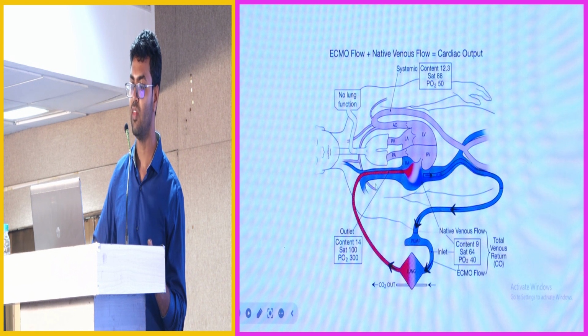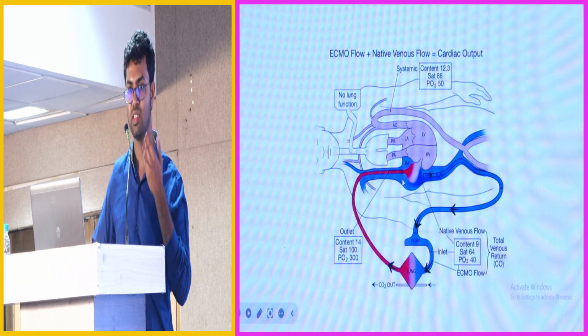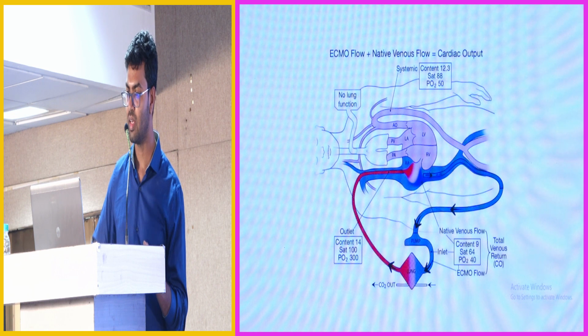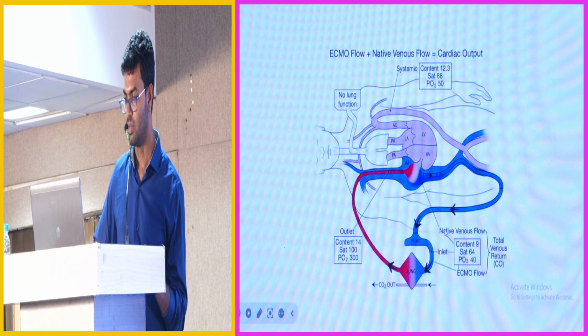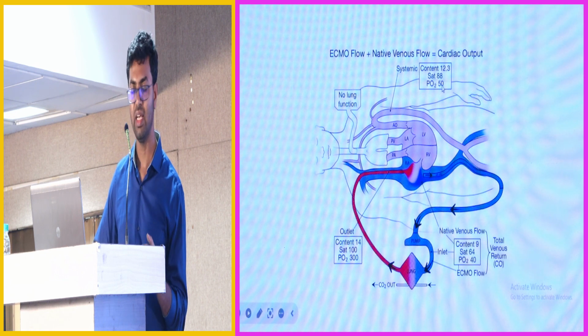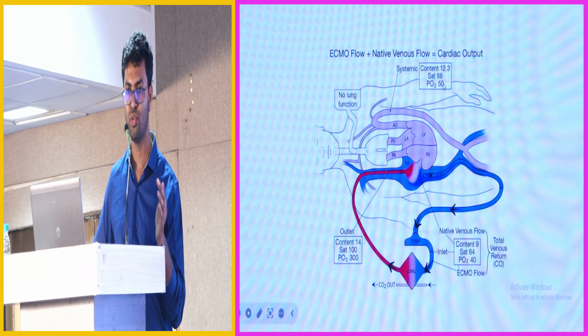In the RA, it will mix with a little bit of the SVC blood, and the PO2 will fall further. Here the PO2 is around 300 in the returning cannula. But as soon as it reaches the RA, the PO2 goes to 40. The PO2 is around 88, 89. It can be up to 94 also.